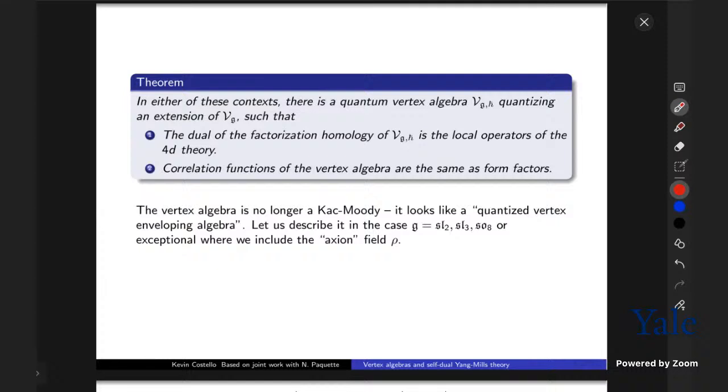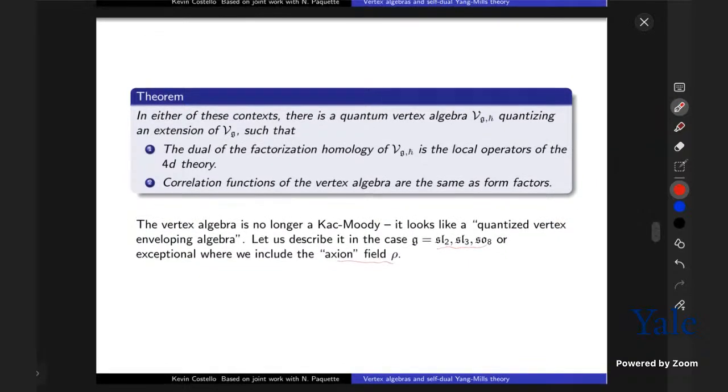So this vertex algebra is no longer a Kac-Moody. It has some OPEs which look like Kac-Moody's, but there are corrections which make it look a little bit like a quantum group. So I'll try to describe it, at least what we know about it, in these cases where I have the axion field rho. There's something similar in the matter case, but we haven't written down the description yet.